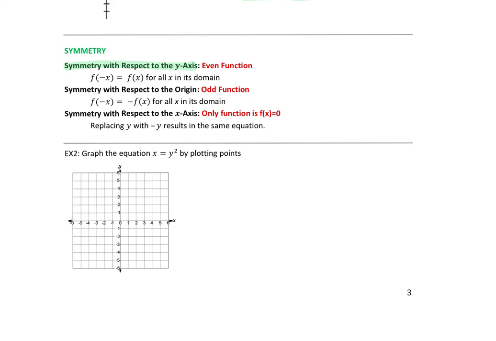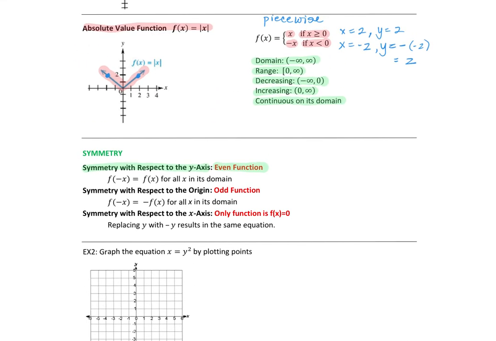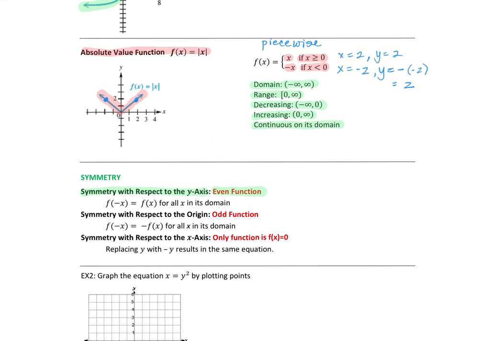So when we talk about symmetry with respect to the y-axis, we call that an even function. Okay, so even functions have symmetry with respect to the y-axis. And all that means is if you look at the y-axis, on either side you will have a graph that mirrors itself. So let's go back to this absolute value graph. Absolute value has symmetry with respect to the y-axis.